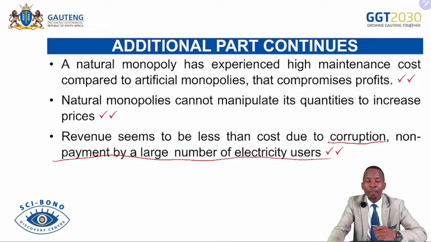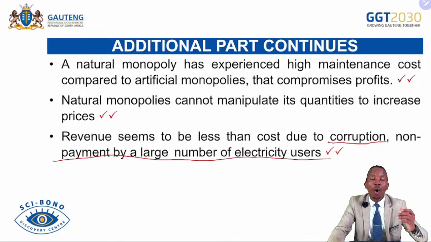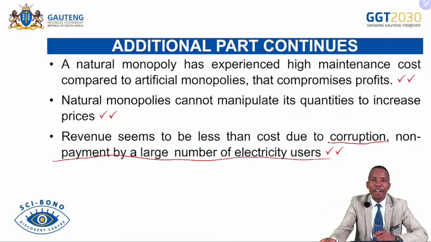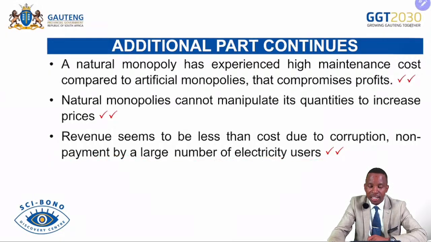There are so many municipalities in South Africa that are owing ESCOM a lot of money. Some are owing about 15 billion, I cannot mention. So this failure to achieve the long run equilibrium is caused by the failure of some areas to pay for electricity and by illegal connections.